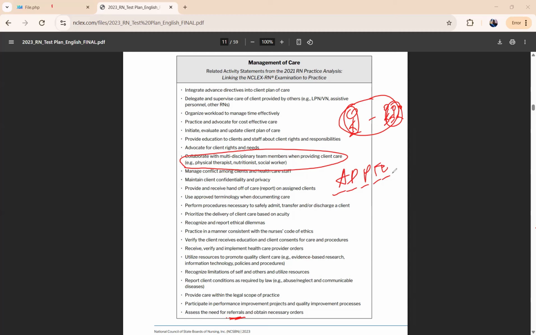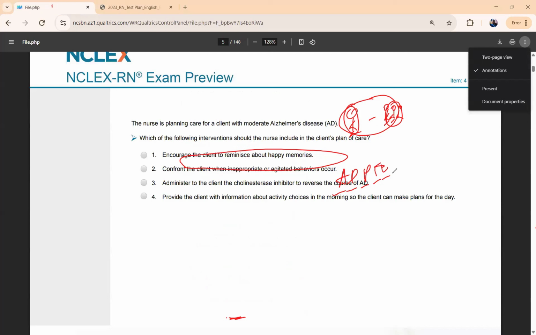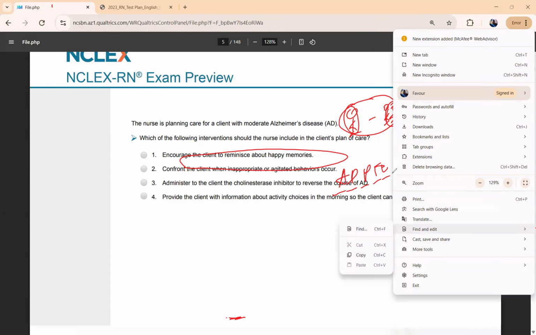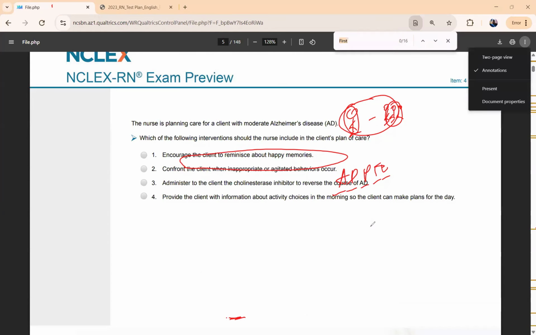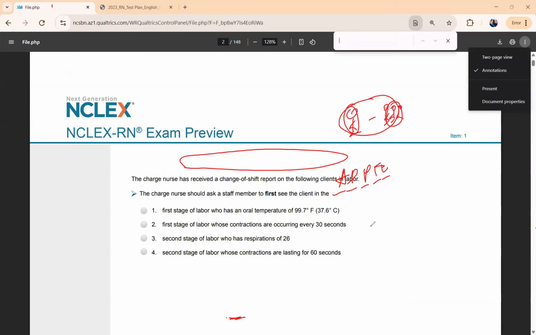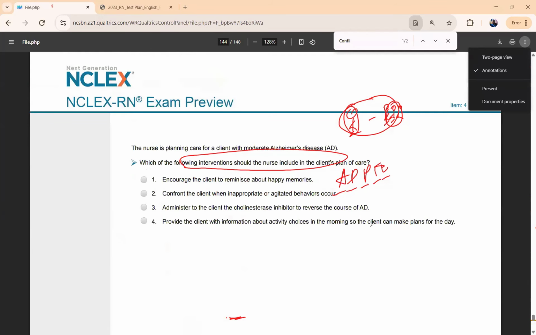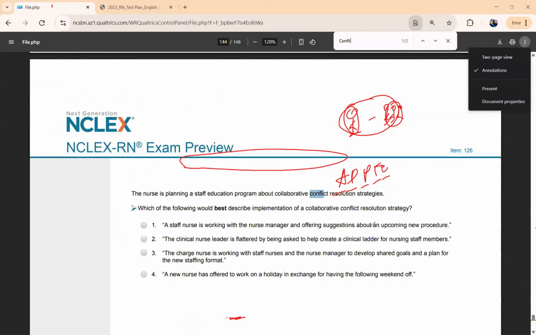Let me see if there's any conflict question here so that we can go through it. I guess there's one, but let me see. Okay, there's a conflict question here. All right, so let us see through what I said.